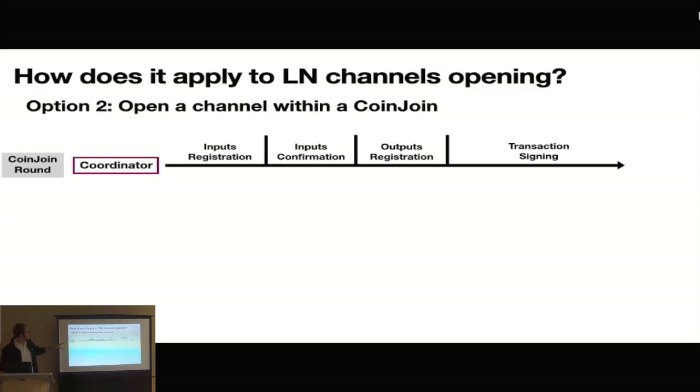Okay, so this is the timeline of CoinJoin rounds. First, clients have to register their inputs, then they have to confirm them to be sure that they are reactive and present. Then they will need to register the output that they want. Considering all the other participants, they will try to decompose in the best denominations, so they will register the output. Then they receive the finalized transaction and everybody has to sign it. So they will sign their own input in the transaction. So this is the timeline.